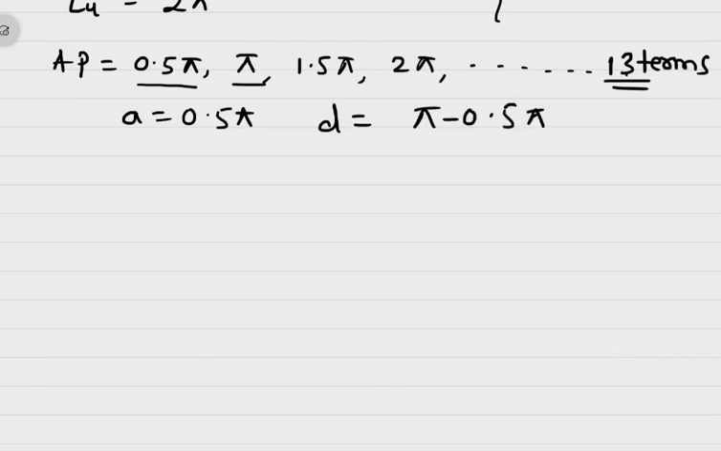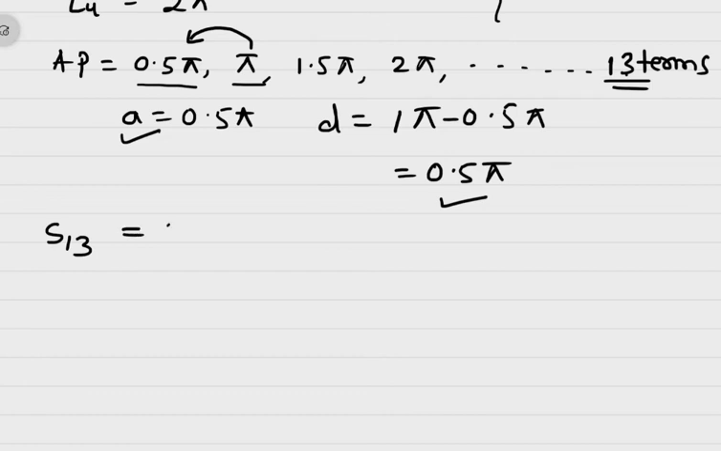So, see children, you have to keep this in mind: 1 pi minus 0.5 pi, second term minus first term. So this will give you 0.5 pi. Okay, so you know A, you know D. Now what you have to calculate? You have to calculate the sum of 13 terms, because you have to find the total length of 13 such half circles. So to get that total length, you have to find the sum of 13 terms.